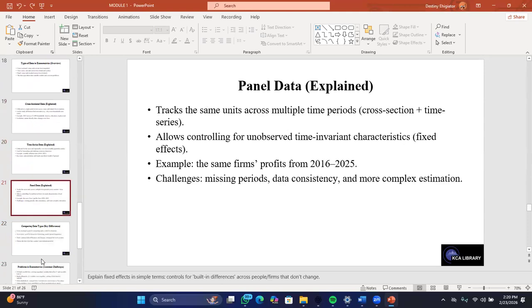What about panel data? This tracks the same units across multiple periods. It combines both cross-sectional and time series data. It allows controlling for unobserved time-invariant characteristics, that is, fixed effects. An example is the same firms' profit from 2016 to 2025. A challenge here is missing periods, data consistency, and more complex estimation.